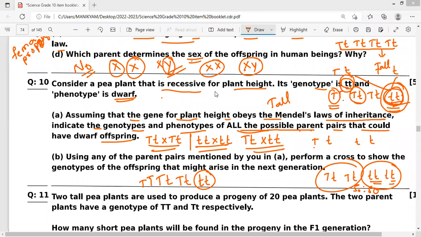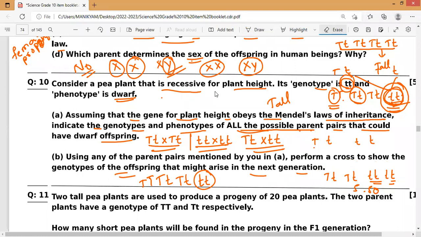Now, using any one of the parental pairs mentioned by you in A, perform a cross to show the genotype of the offspring that might arise in the next generation. So please, anybody can show that. You can take anything. I will draw for all three. Your choice, you can mention.